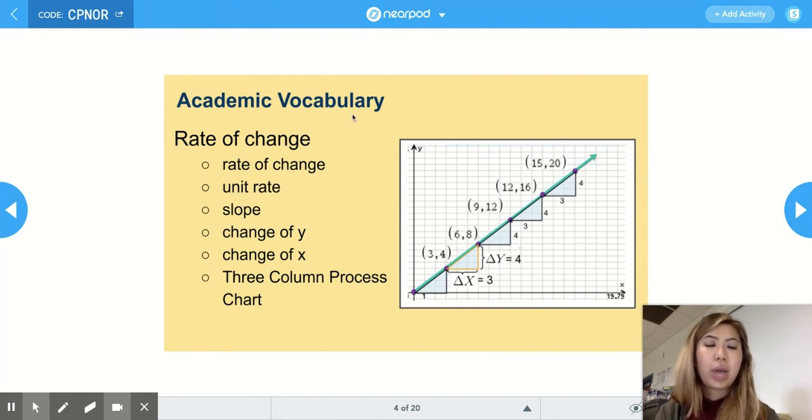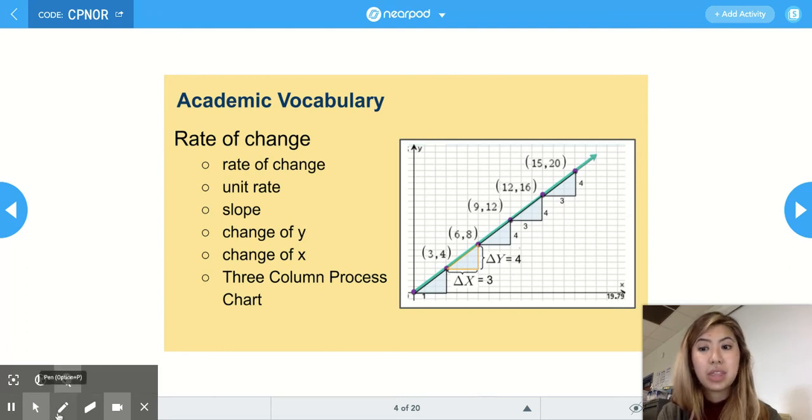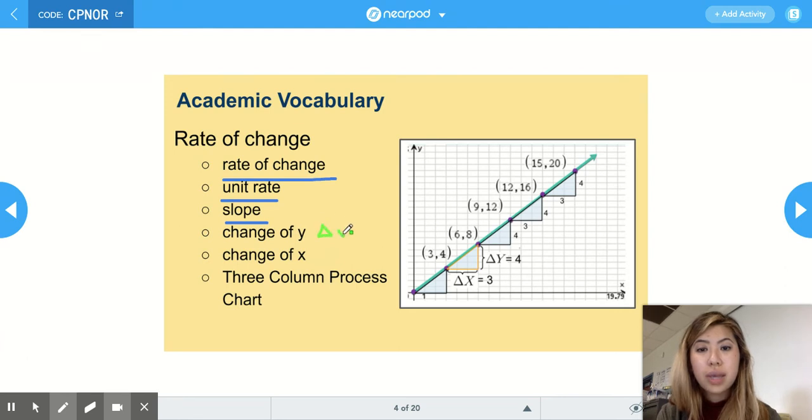Some academic vocabulary words to review before we start our lesson: the words rate of change, unit rate, and slope are all referring to the same thing, the same concept. And to find the unit rate, the rate of change, the slope, we're dividing our change of y by our change of x. In math, when you see this triangle in front of a variable, we're finding the change of, and it's the delta symbol.